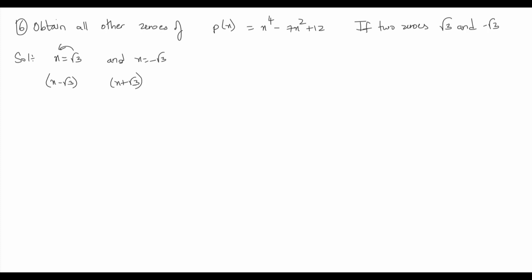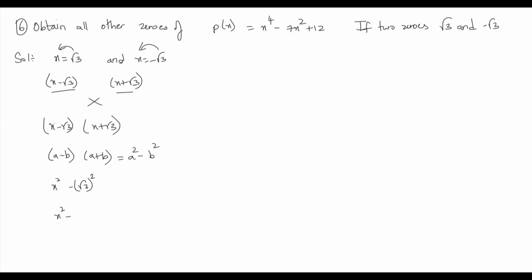How did I find this? Just by taking root 3 to that side and minus root 3 to that side, we get the factors. Now next, multiply these two so that you'll get a polynomial. That is x minus root 3 multiplied by x plus root 3. This is of the form a minus b and a plus b, that is a square minus b square. So x square minus root 3 whole square. Hence we'll get x square minus 3 as our required g of x, the divisor or quadratic polynomial that is used to divide the p of x.